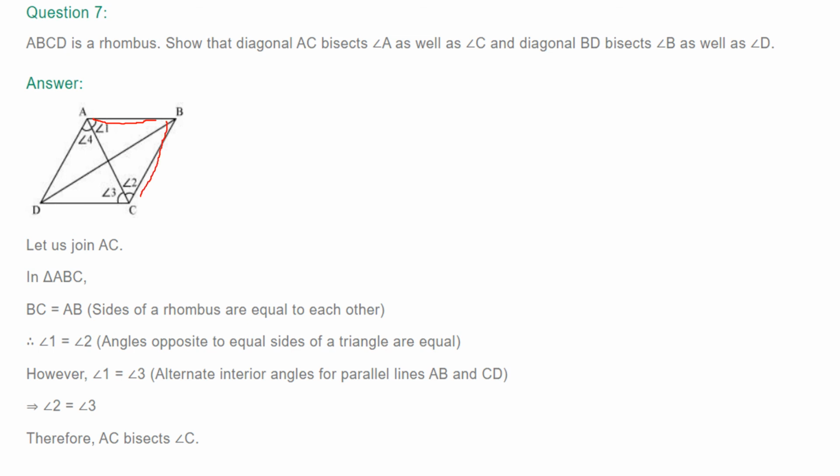If AB and BC are equal in this triangle, then angle 1 would be equal to angle 2. Angles opposite to equal sides are always equal. If 1 equals 2, you can also say 1 equals 3. Okay, alternate interior angles are also equal. So if 1 equals 2 and 1 equals 3, then 2 equals 3. The first part is proved, that AC bisects angle C. Proved, no? 2 equals 3 is done. It means AC bisects angle C, right?